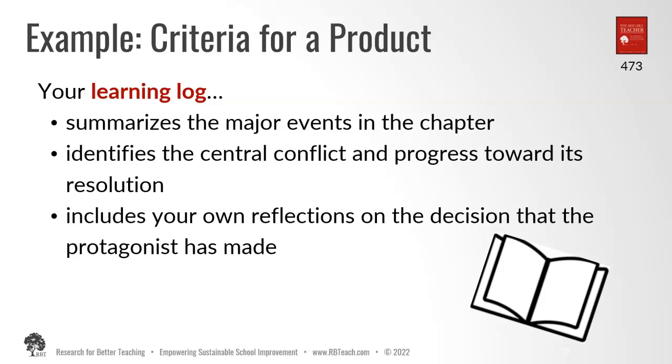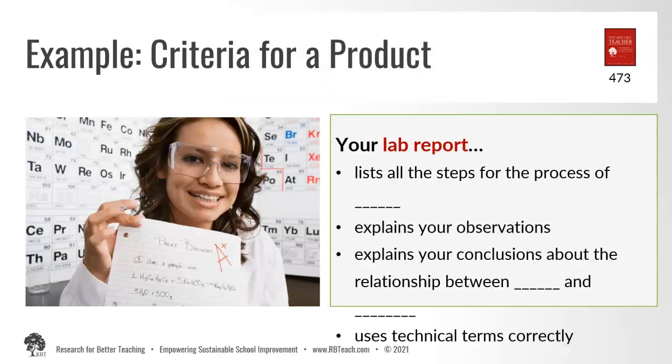Students can self-assess with a criteria for success. They can look at their learning log. They can say, did I summarize the major events? Did I identify the central conflict? Do I have my own reflections? So teachers, this can help teachers too, because instead of saying you didn't get this right, the teachers could say, go back to your criteria for success and make sure you got all these points.